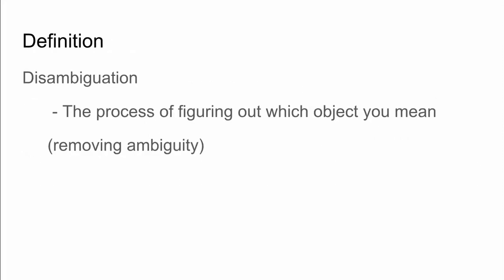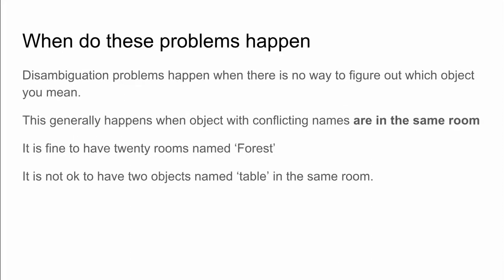So this is all called disambiguation. Ambiguous means there's confusion. You could mean this, you could mean that, right? So disambiguation is the process of removing ambiguity, which in our context is the process by which the parser tries to map the words you've typed in to a specific object in the game. And if you don't name your object correctly, the game will not be able to disambiguate. So these problems happen when the objects have conflicting or overlapping names. And this generally happens when objects with conflicting names are in the same place at the same time.